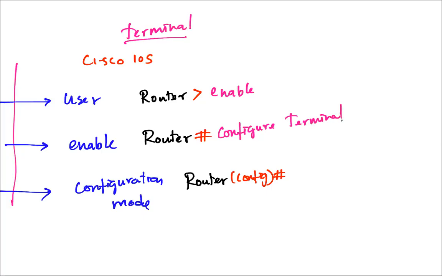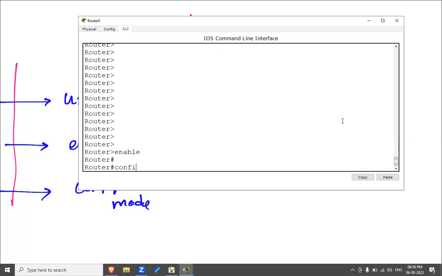So configure terminal. Let me just go and type that also. Configure terminal. Let me press enter. Can you see, after giving configure terminal, it says that you are in the configuration mode now. It shows config hash over here, which means I'm in the configuration mode.